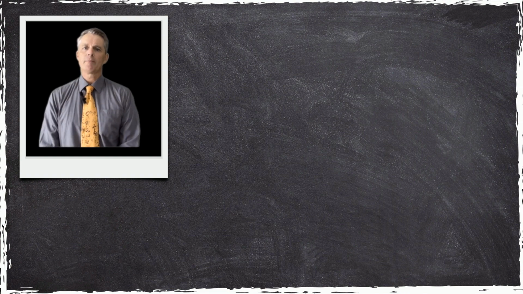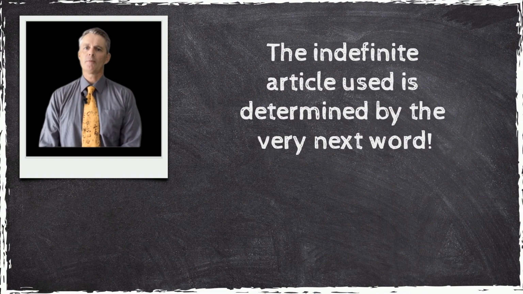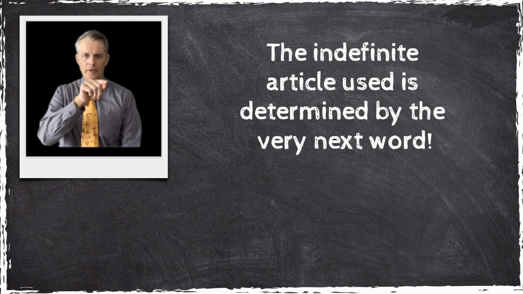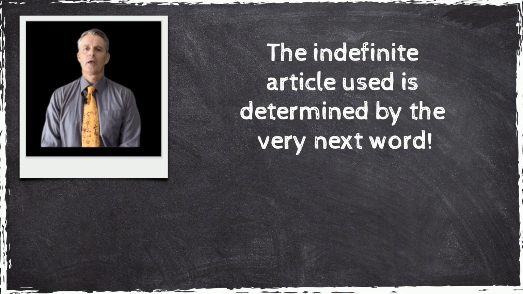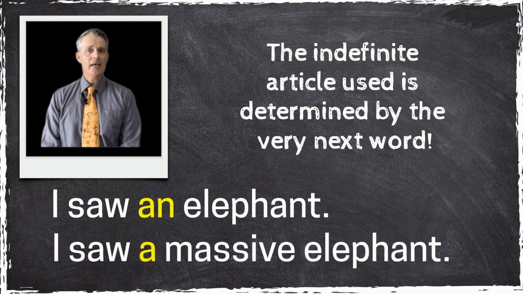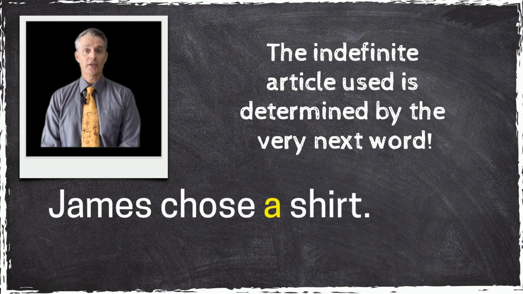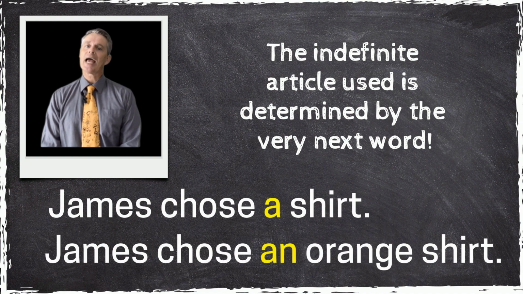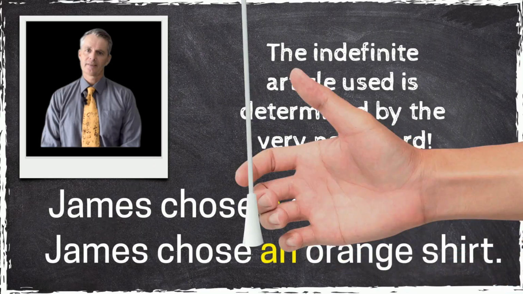A final thing to be aware of is that the indefinite article used is determined by the very next word. For example, I saw an elephant. I saw a massive elephant. James chose a shirt. James chose an orange shirt.